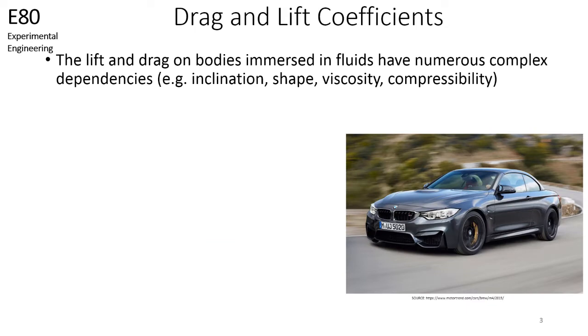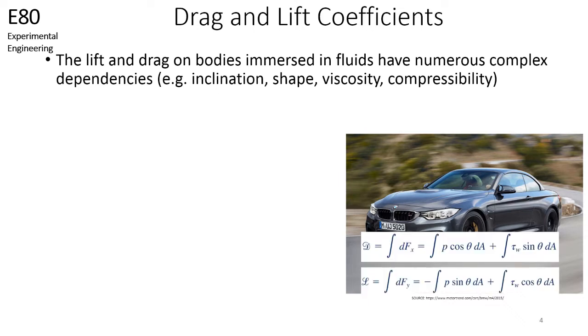So we now know that a body interacts with a surrounding fluid through pressure and shear stresses. However, the lift and drag on bodies immersed in fluids have numerous complex dependencies, such as inclination, shape, viscosity, and compressibility. Let's take this car. We can obtain the lift and drag forces on this car by integrating the effect of shear stresses and pressure distributions on its surface. You would need the equations shown here.